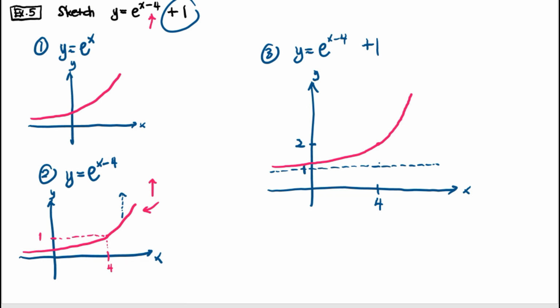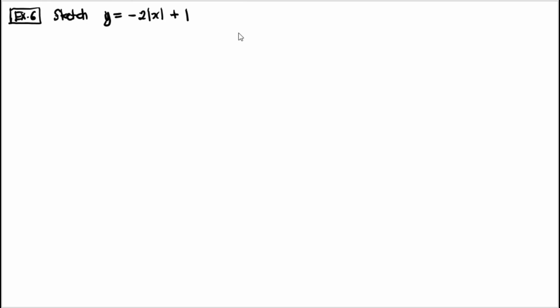Now we are done. Let's look at the last example here. Suppose we have this one. So what should we do? We should start by drawing the basic graph. In the first step we have y equal to the modulus of x. So the graph for the modulus of x looks like this. So this is the modulus of x.